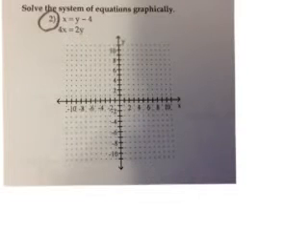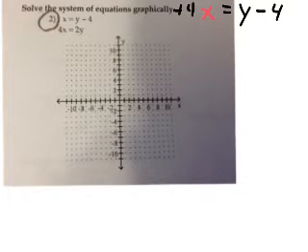Number 2 on the test. Solve the system of equations graphically. We have x equals y minus 4 and 4x equals 2y. I like to always change these into the y equals mx plus b form to graph, and I think it's a good idea to get used to doing that. So we have x equals y minus 4. Let's add 4 to both sides.